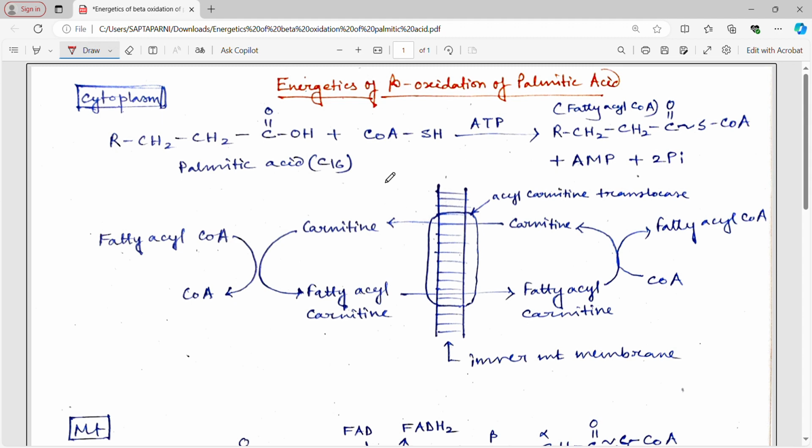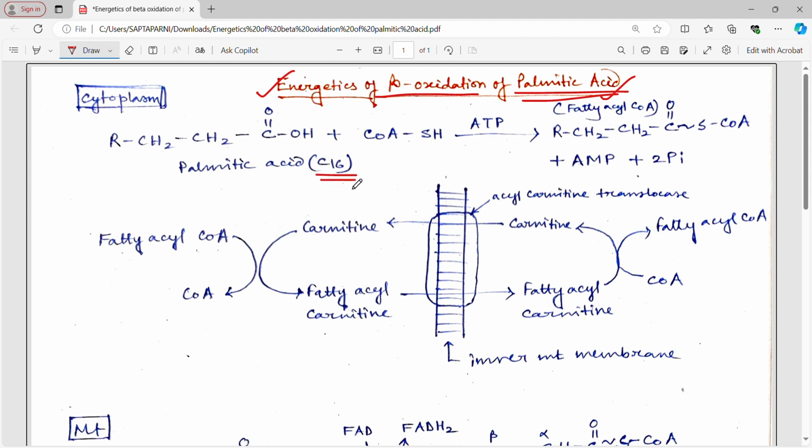So in today's video we are going to discuss the energetics of beta oxidation of palmitic acid. Now this video is going to be useful for NEET students, NET students and UG and PG students of zoology, botany and biochemistry. Okay. So what is palmitic acid? Palmitic acid is a long chain saturated fatty acid which contains 16 carbon moieties.